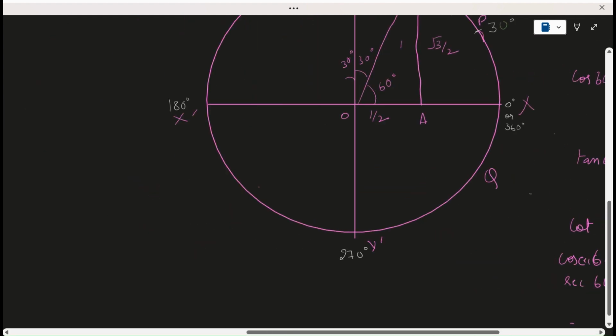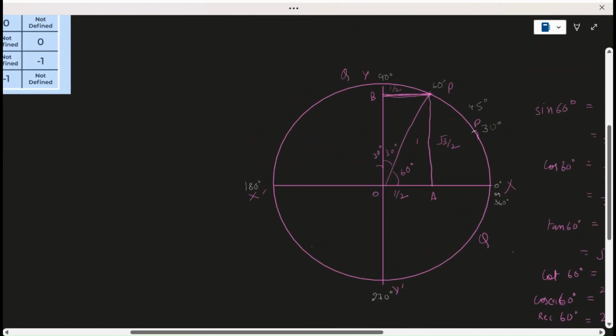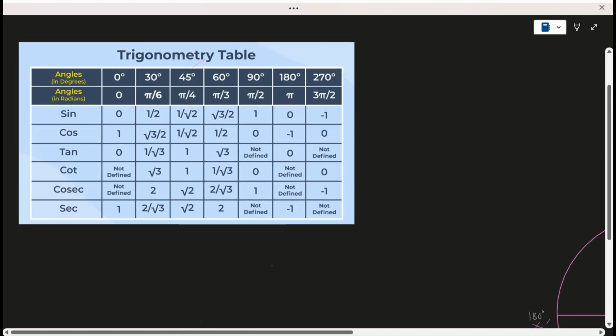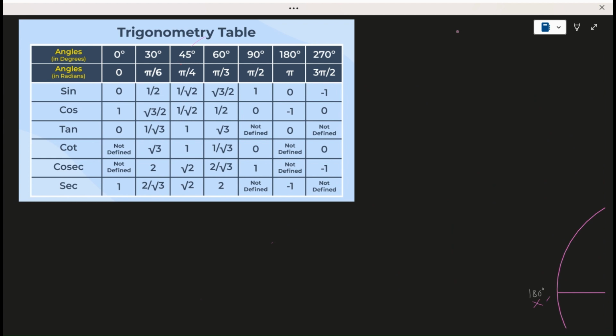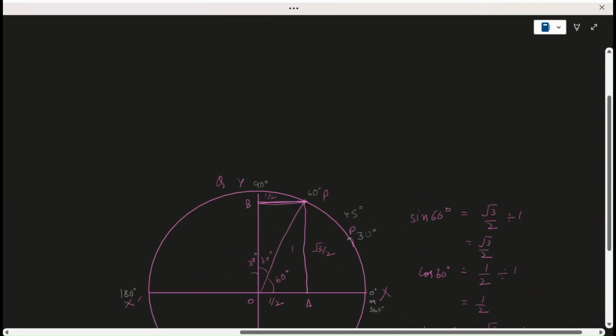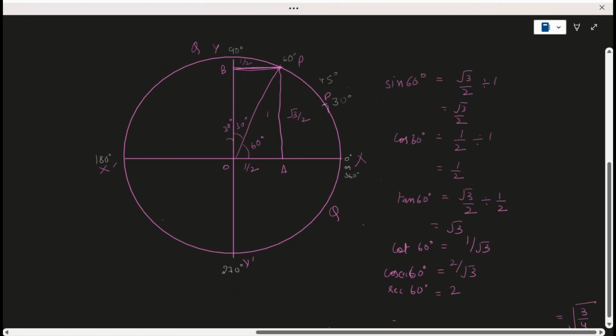Let us now see whether the values are matching in the table. So we have 60 degree, sine 60 degree is root 3 by 2, cos is half, tan is root 3, cot 1 by root 3, cosecant 2 by root 3, and secant 2. We have calculated for 30, 45 and 60 degree. Let us now move to the other values and complete the table.